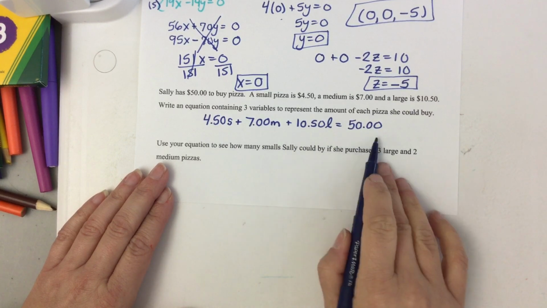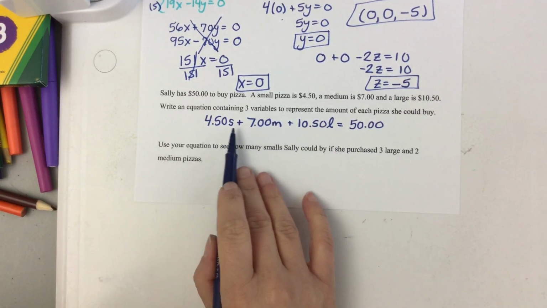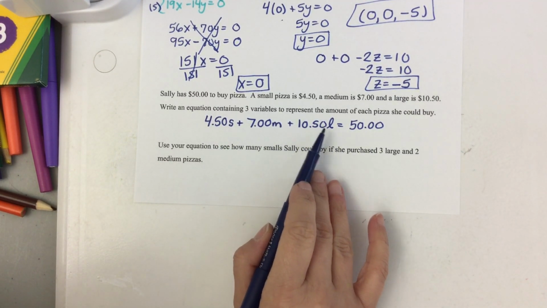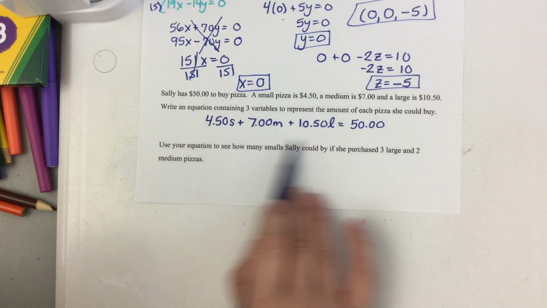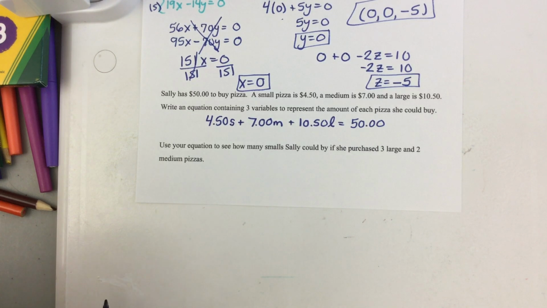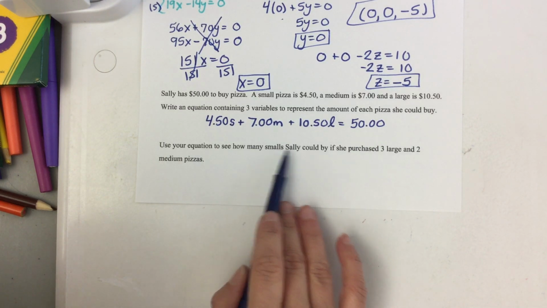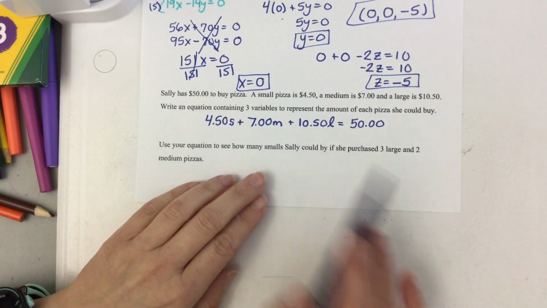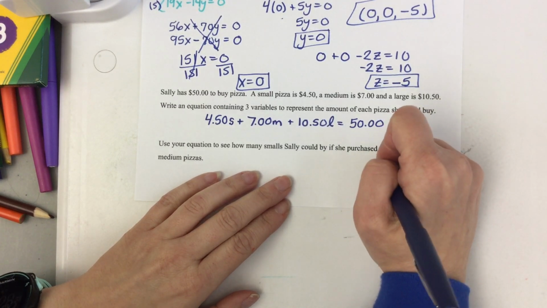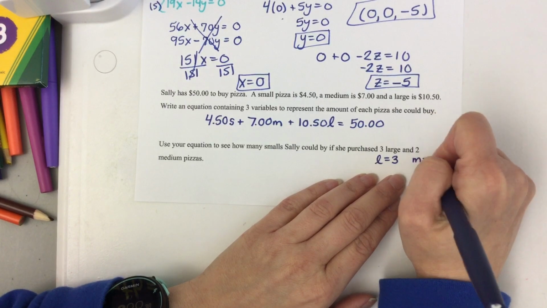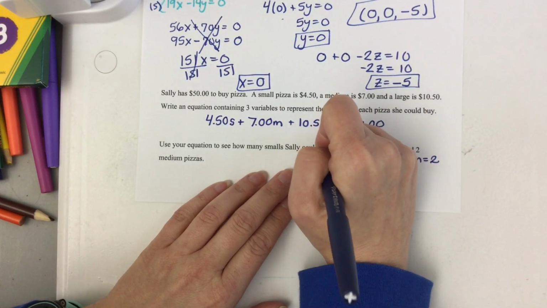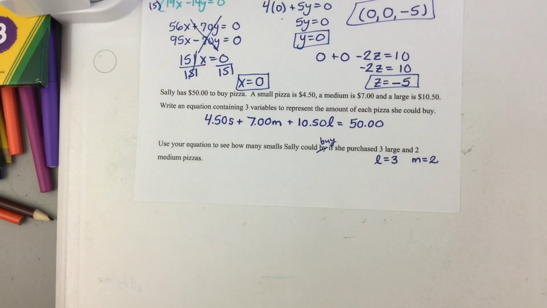So here is an equation that contains 3 variables, small, medium, and large, and it shows us how much Sally has. Now we need to use our equation. Use your equation to see how many smalls Sally can buy if she purchased 3 large. So L equals 3, and 2 medium. So M equals 2. Okay, so how much she could buy.